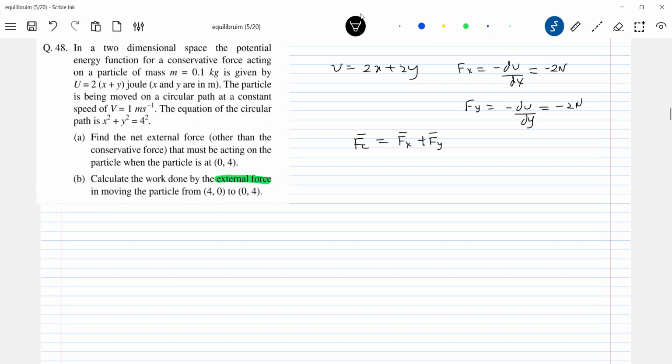How are the force and potential related? Strictly, what is the condition for that force? That force must be conservative. So this should be minus 2i cap, minus 2j cap.